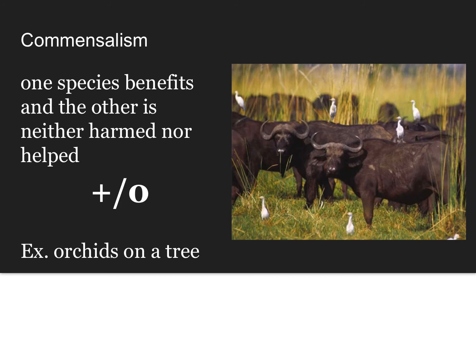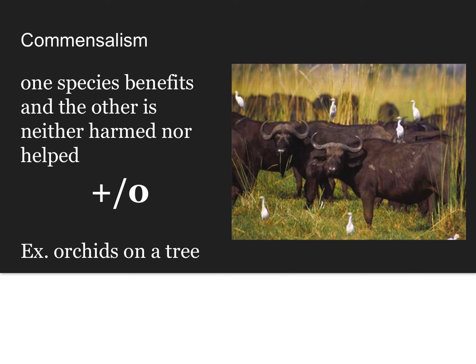Okay, so our first type of symbiosis is commensalism. This means that one species benefits from this interaction and the other one is not harmed, but it's also not helped. Okay, so this is usually represented by a plus sign, so one thing gets a benefit from it, and a 0, which means nothing really happens to the other one.